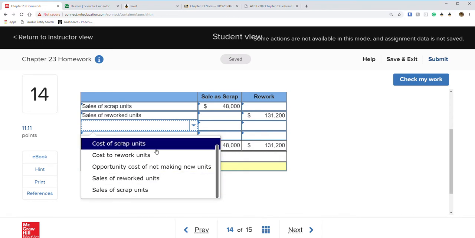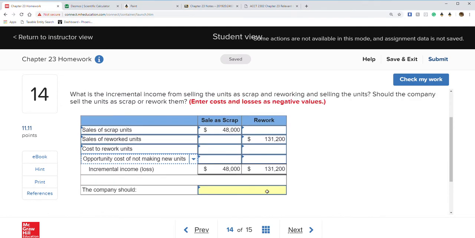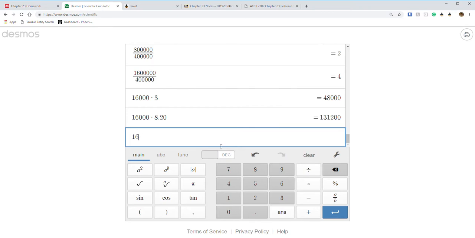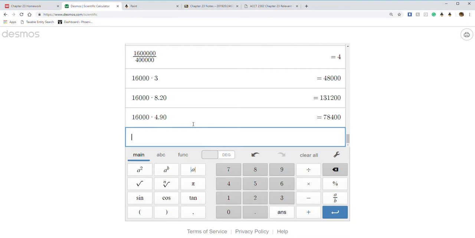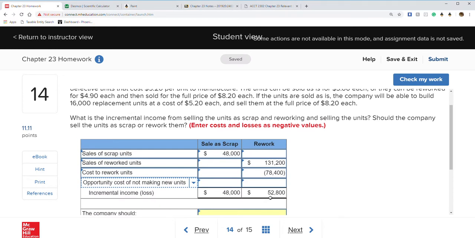Now, Rework has a little things. So, cost of rework units and opportunity cost. Okay, we have to have both of those. So, cost of the rework units. We can rework them for $4.90 each. So, times 4.90. So it's going to cost us $78,400. Again, since it's a cost, it's going to be a lot less of that. So right now, it still looks good. We should, right now, rework the units, but now we got to do opportunity cost.